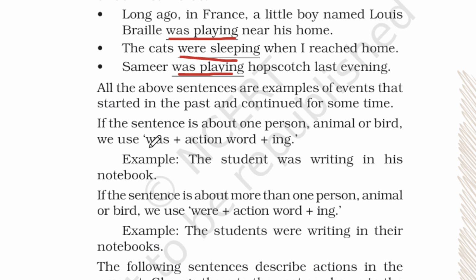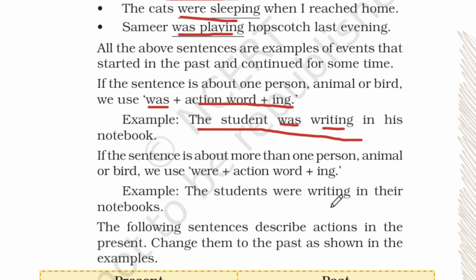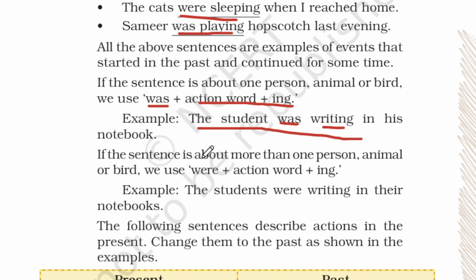Okay, so what have they used? They used past tense words along with action words ending in ing. For example, the student was writing. So was is the past tense with an action ing. Okay, again if you see, if the example sentence is about one person, animal or a bird, we use was. If you have more than one person, we use were.